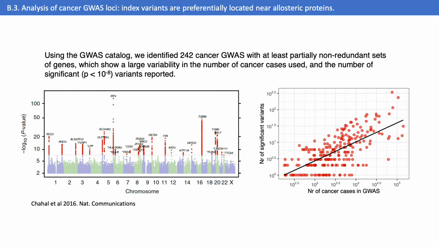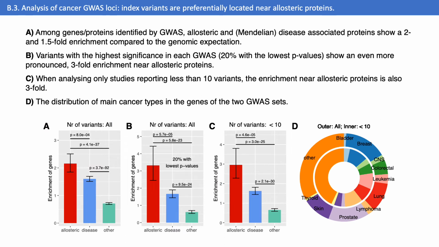Finally, we analyzed 242 cancer genome-wide association studies to test whether the loci identified by them are enriched near allosteric proteins. We found that yes, this is the case, and allosteric proteins are approximately 2 times more likely to be identified by GWAS variants than expected by chance, and this pattern is even stronger when only the most significant loci, or only studies reporting fewer than 10 variants, are used.